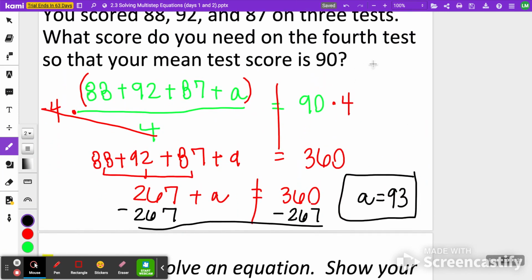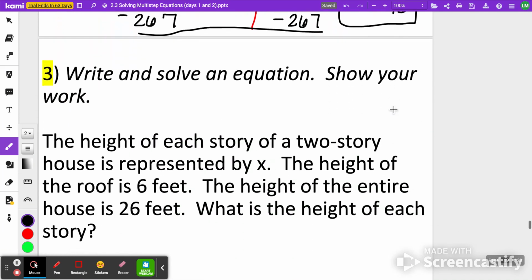Again, I could check my work. 88 plus 92 plus 87 plus 93. Divide that by 4. It does allow me to get 90, so I know my answer is correct.